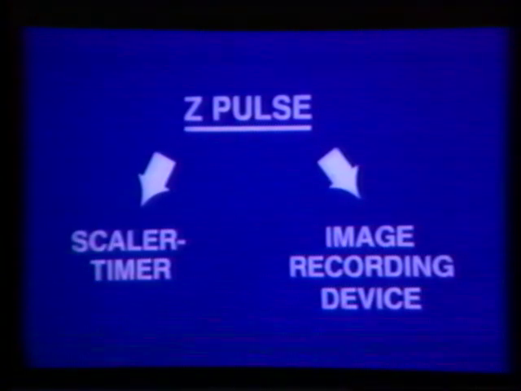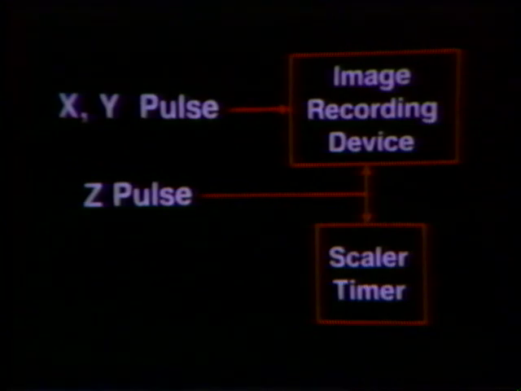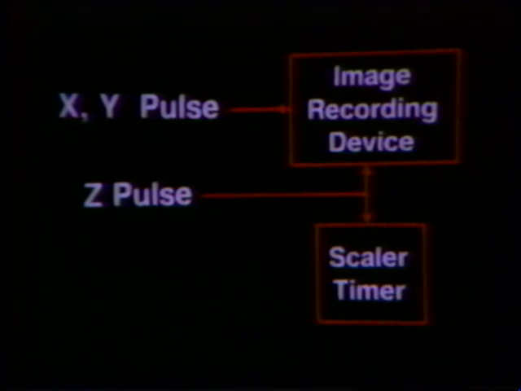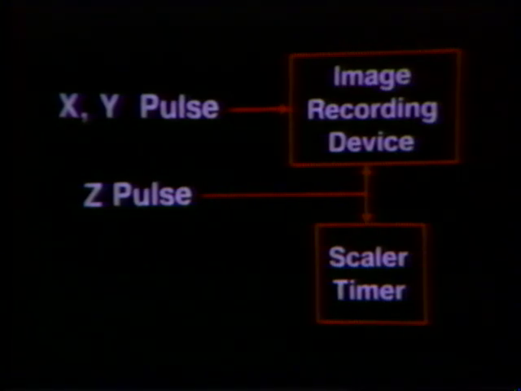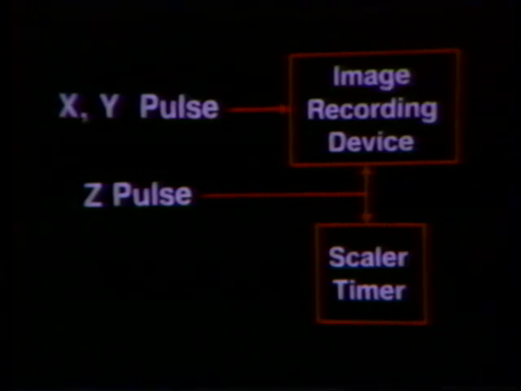Image recording devices. At the same time that the Z pulse is sent to the scalar timer, it is also sent to the image recording device. For every photon that strikes the crystal, an X and Y pulse is created and sent to the image recording device. The associated Z pulse is analyzed, and if the event is acceptable, a counter is incremented. The Z pulse is then used to turn on the image recording device, and a dot is produced on film corresponding to the location where the photon struck the crystal. In this way, a gamma camera can produce an image of the distribution of radiopharmaceutical within the patient's body.